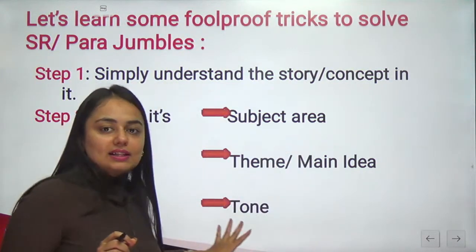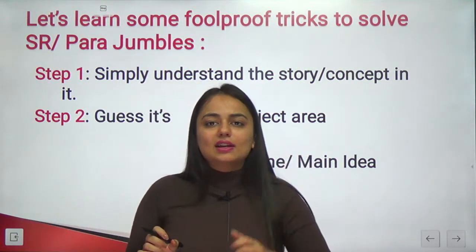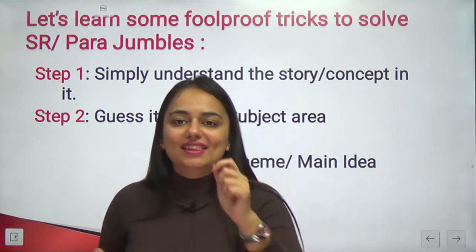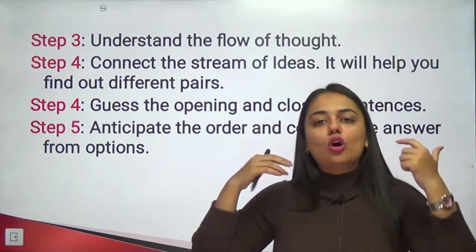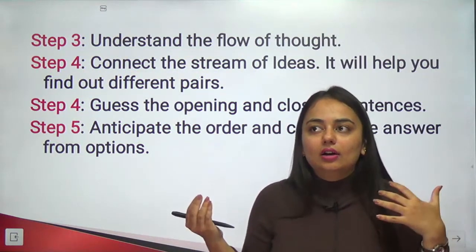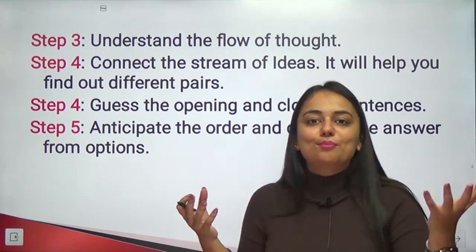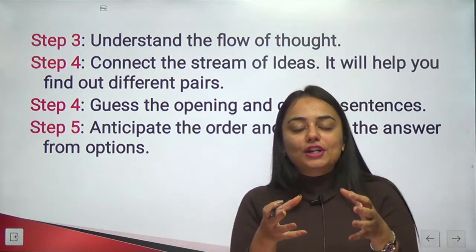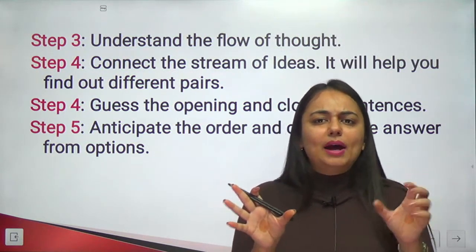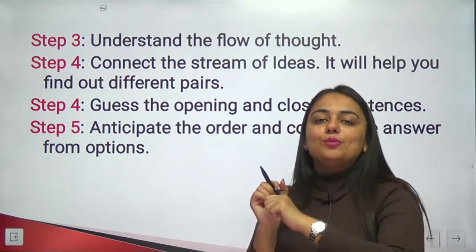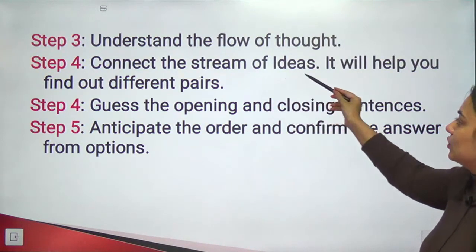So after guessing these three things by approaching the sentence rearrangement question by a bird's eye view, then we will move on to step 3, which is understand the flow of thought. Obviously, a writer would not start anything in between, in medias res or impromptu. He will definitely introduce the topic to you. You will get a general kind of idea by the first sentence, and then you will move on to further description of the same thing. Step 4 is connect the stream of ideas.